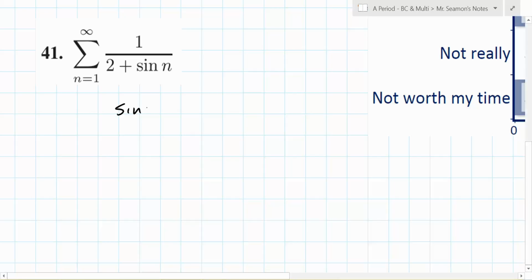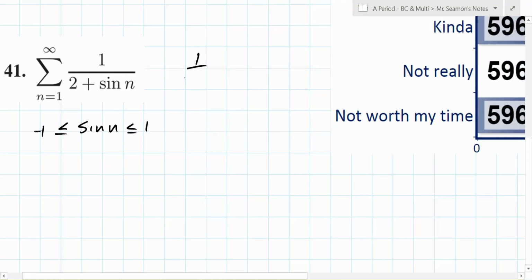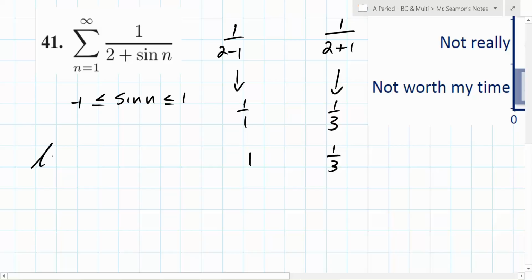What is sine n always less than or equal to? 1. What's it always greater than or equal to? -1. So at one extreme, you would have 1 over 2 minus 1, and at another extreme, you'd have 1 over 2 plus 1. What are those numbers? That's 1 over 1 and 1/3. So you know that all of the values that you're adding together have to be between 1 and 1/3. Therefore, you know that the limit as n goes to infinity of 1 over 2 plus sine n doesn't go to what? 0. Therefore, divergent.